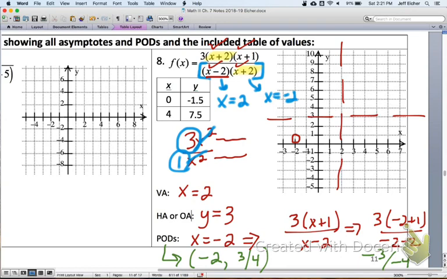Okay, and let's graph some of the other points. We have 0 comma negative 1.5. I think that's right about here. And then we have 4 comma 7.5. That would be right about here. And that actually would be enough to help us graph. We would have a graph that looks like this.